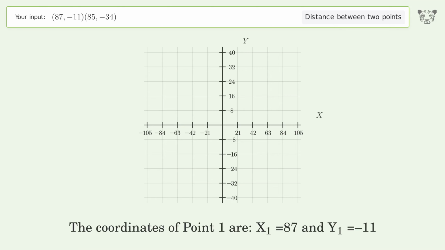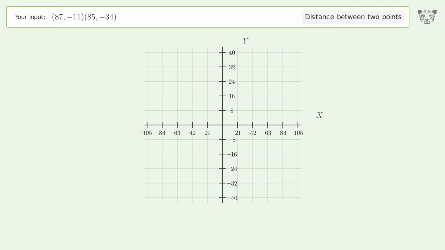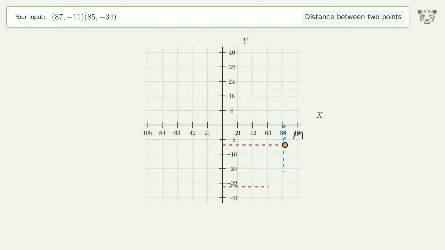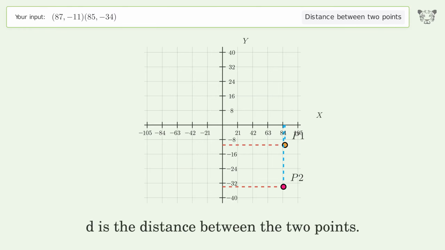The coordinates of point 1 are x1 equals 87 and y1 equals -11. The coordinates of point 2 are x2 equals 85 and y2 equals -34. D is the distance between the 2 points.